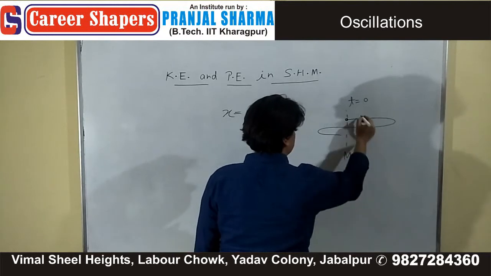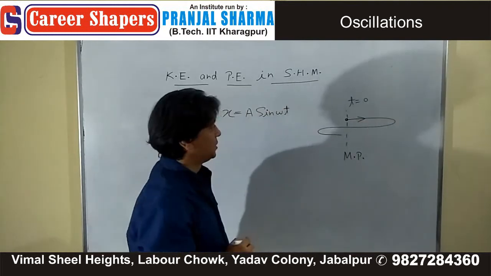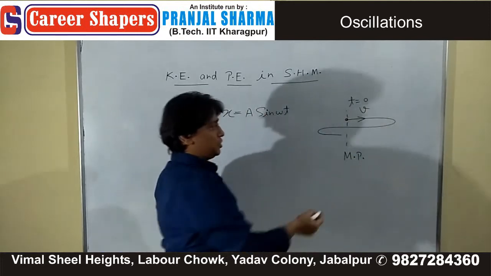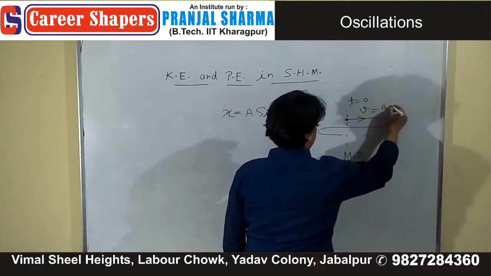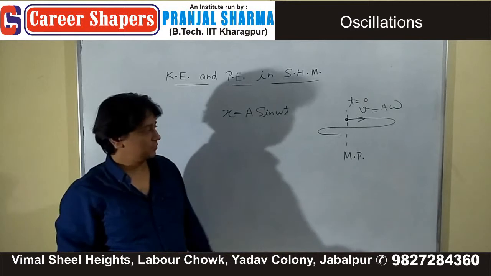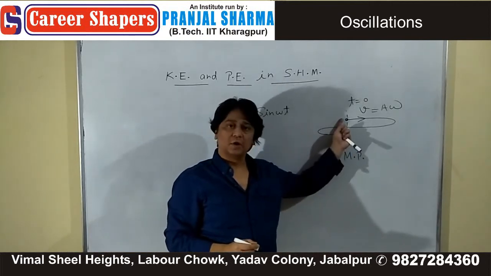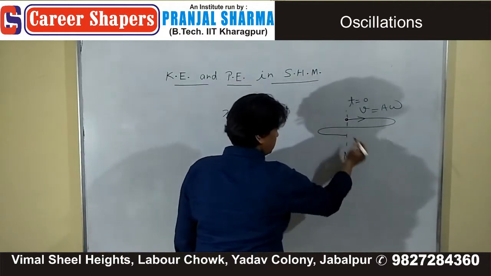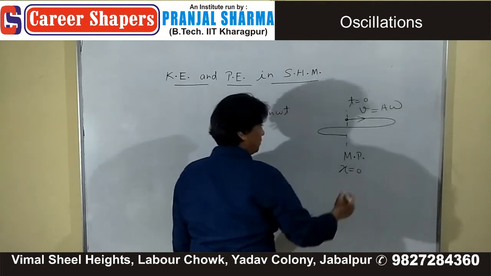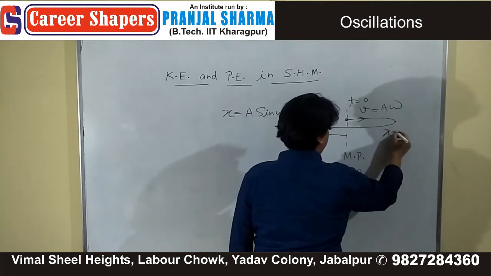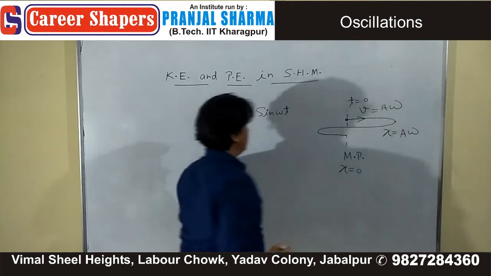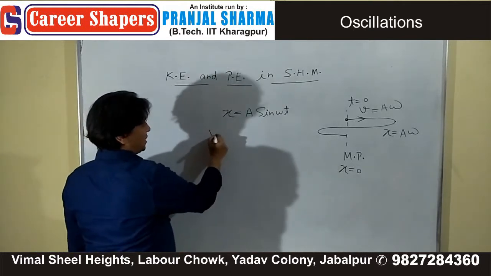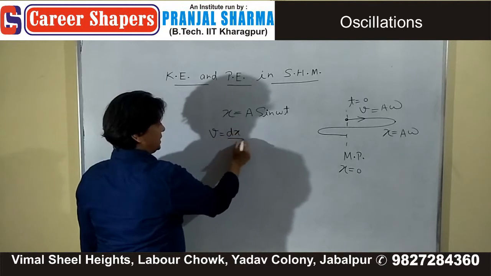And it's moving towards the positive amplitude with initial velocity v, and you know this v is a omega, the maximum velocity. When you are at the mean position, velocity is maximum. Mean position means x equals to 0. This is the amplitude, x equals to a. That's called case 1.